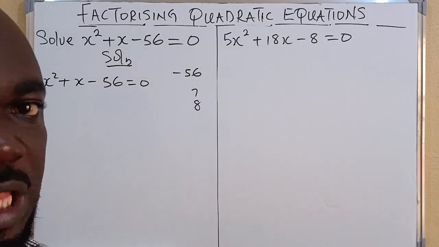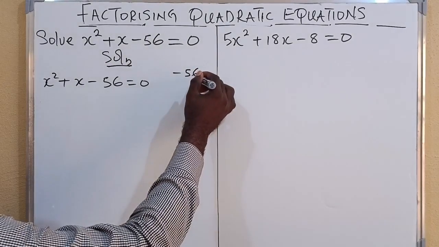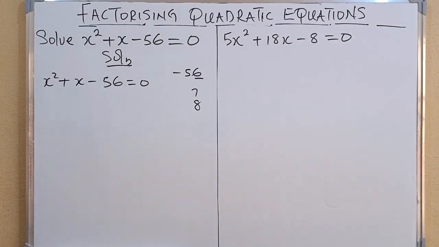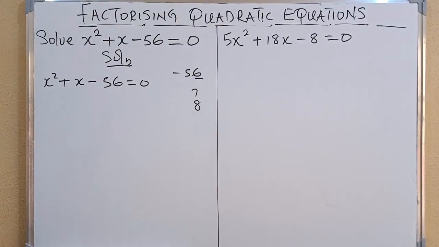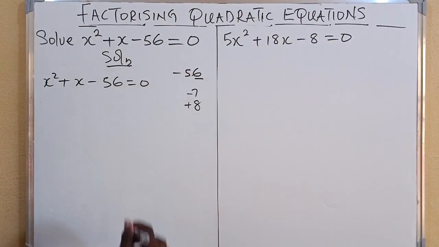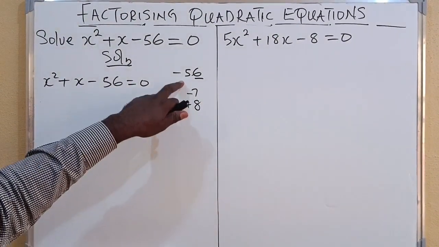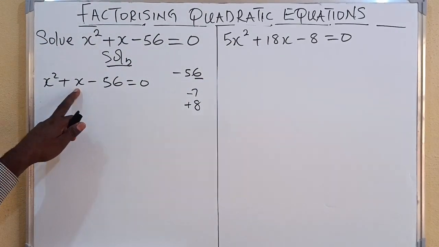We have to be sure of the signs of 7 and 8. Now, 7 times 8, of course, is 56. I'm not talking about the minus yet. But how do I add these two numbers to have a plus 1 here? So the two signs will be minus 7 and plus 8. Minus 7 times 8 will give you minus 56. Minus 7 plus 8 will give you plus 1.